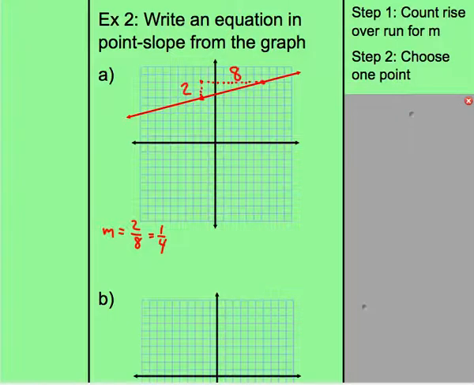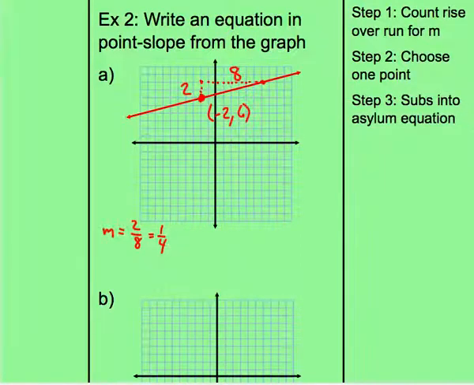Now when you're writing this in point-slope form, you can choose any point on the line. I've got two that are identified, so those would be the easier two points to use. I'm going to go ahead and find this ordered pair, which is (-2, 6). And then we substitute it into the asylum equation. I'm going to write it down again.